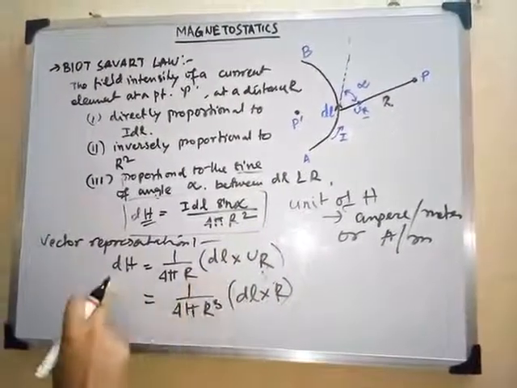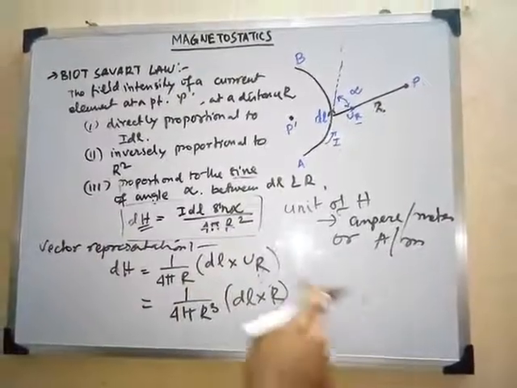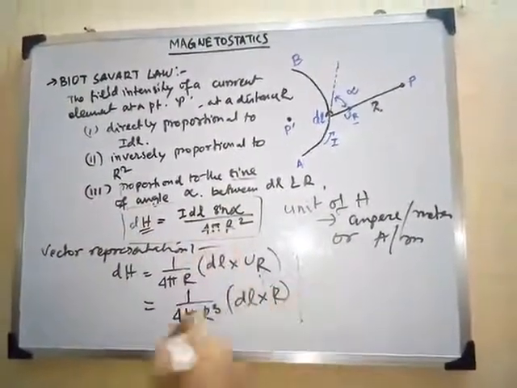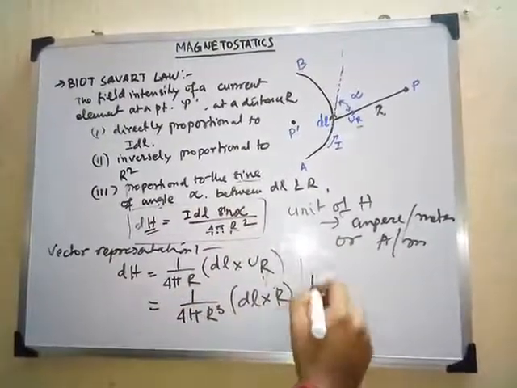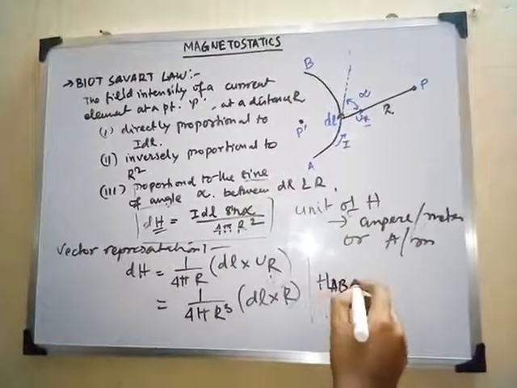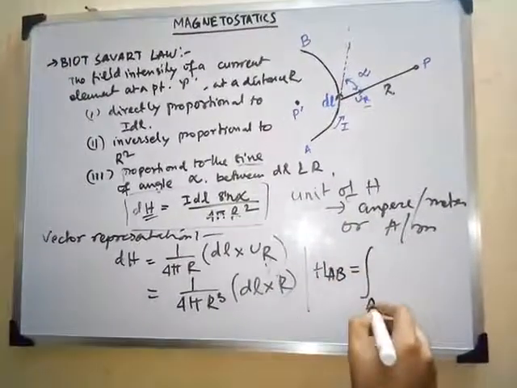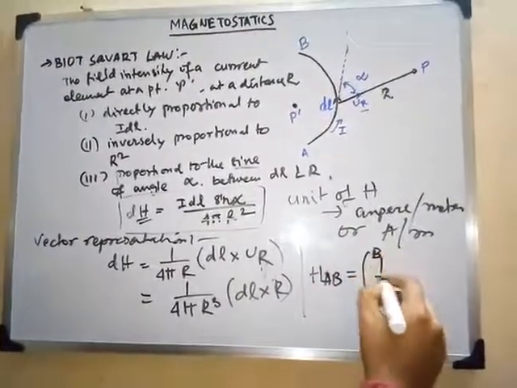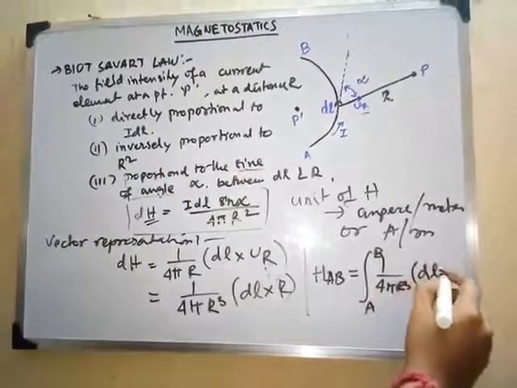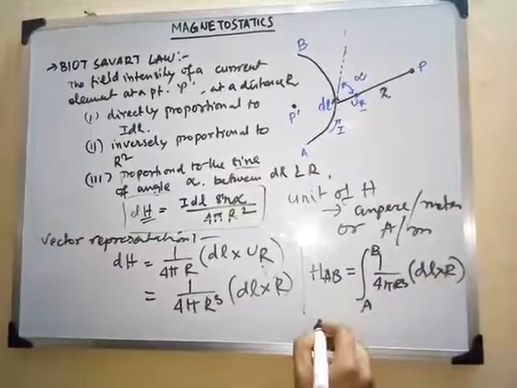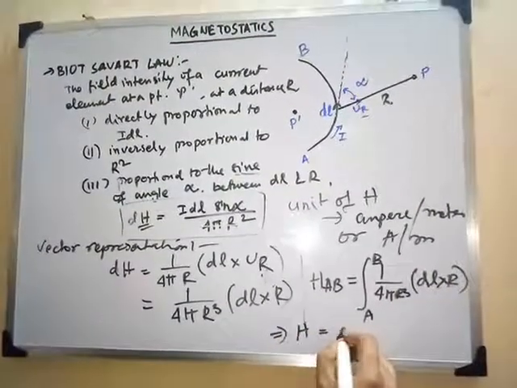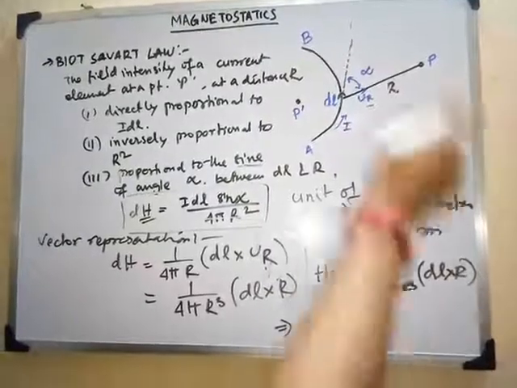So if you have dH equal to this, to find out the overall or total field intensity H, you simply integrate it. So H from point A to point B will be equal to the integral from A to B of 1 by 4 pi R cube, dL cross R. So that will be equal to, or we can write this H as a closed line integral if it is a closed loop.